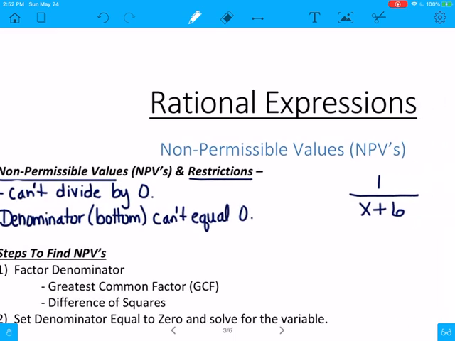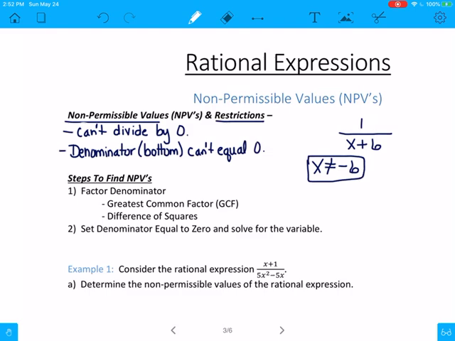Okay, so for this example where I have x plus 6, what x would be bad that would cause this denominator to be 0? Well, if x equaled -6, what would I get? -6 plus 6, and my denominator would actually equal 0. That's a problem, because in all math, no matter what math we do, the denominator cannot equal 0. So our non-permissible value is actually going to be that x cannot equal -6. Okay? So we're going to go through how to find that in an easy way.